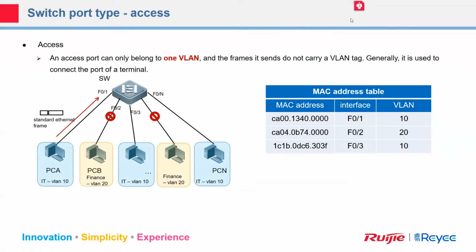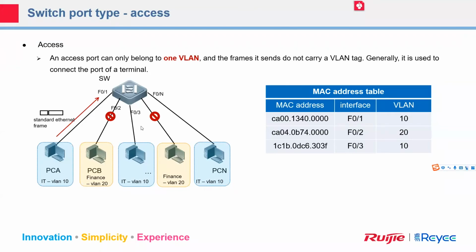About the switch, if the interface can only belong to 1 VLAN, when I receive the standard Ethernet frame, I will add the VLAN information. When I send the packets out, I will delete the VLAN. Of course, the VLAN number should be the same. This interface we call the access interface. And the access interface is usually used to connect with the terminal. So this is the first one, about access. It's very easy to understand.